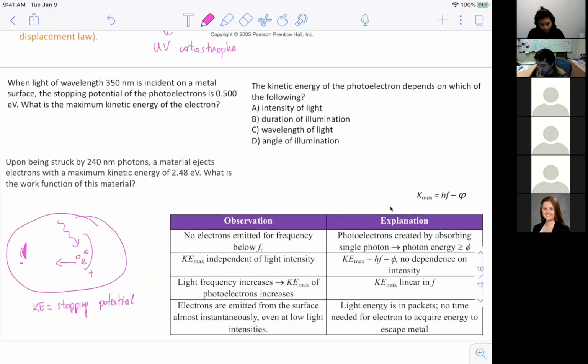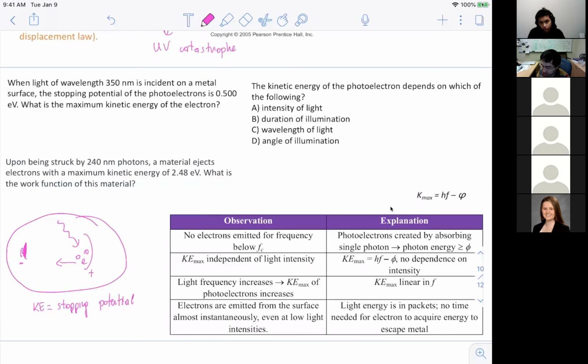Okay. So this experiment is important because it allows us to understand the particle theory of light. So these are some observations and explanations. And in the problems, what we typically ask is, when light of wavelength 350 nanometers is incident on a metal surface, the stopping potential of the photoelectron is 0.5 electron volt. What's the maximum kinetic energy of the electron?